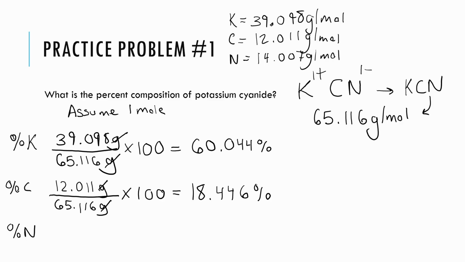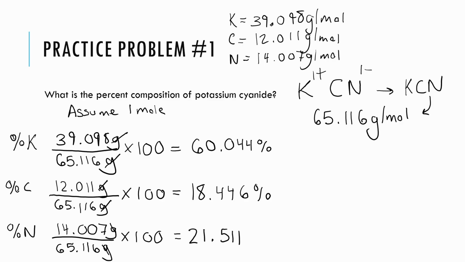One last one here, we're going to do nitrogen, and we are going to do 65.116 grams on the bottom, and for nitrogen on the top, we're going to do 14.007 grams. And then we're going to multiply by 100. Our grams cancel out, and in order to do this, we're going to do 14.007 divided by 65.116, times it by 100, and we get 21.511%. These are percentages by mass of the 3 elements for potassium cyanide.